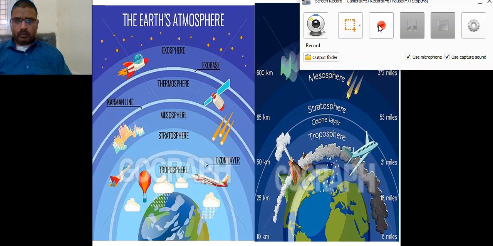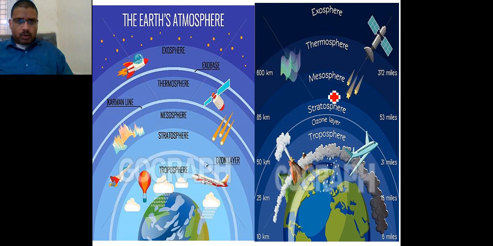Good morning, students. In the last class, we started to discuss the air around us, in which we talked about the composition of the air, like nitrogen present in the atmosphere, about 78%, and oxygen about 21%, whereas other gases are also present within 1%.